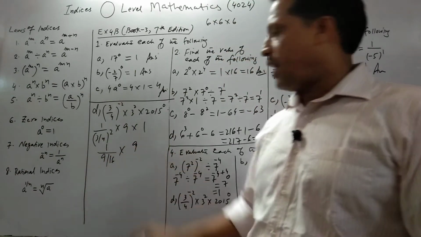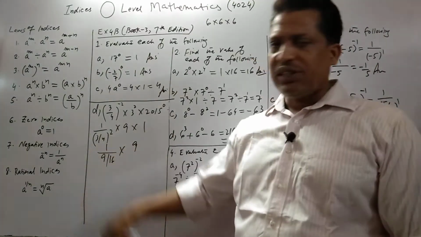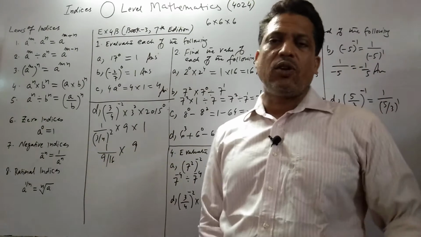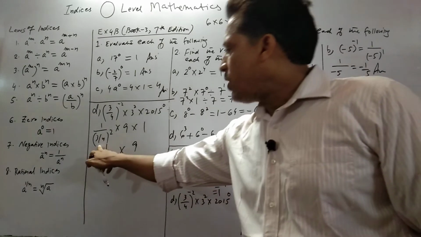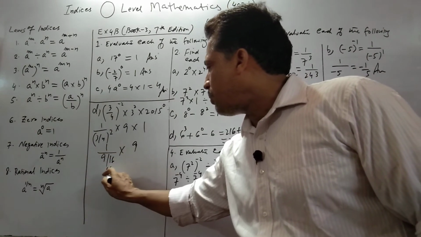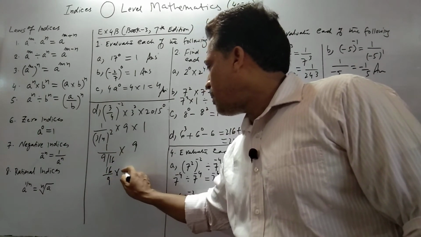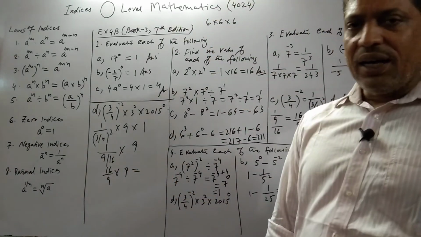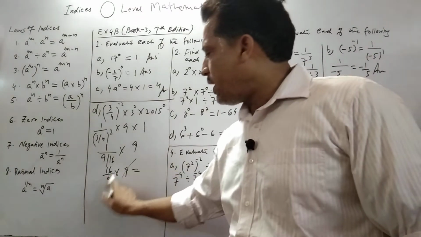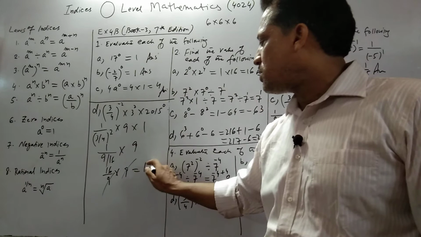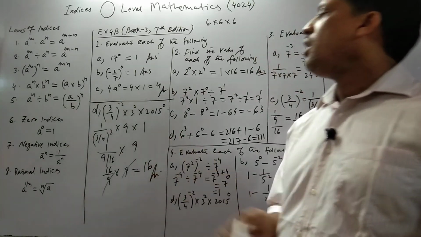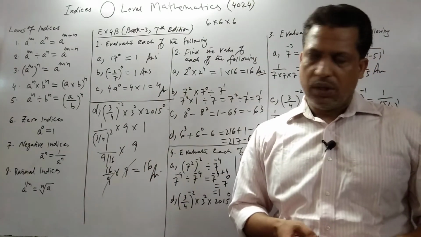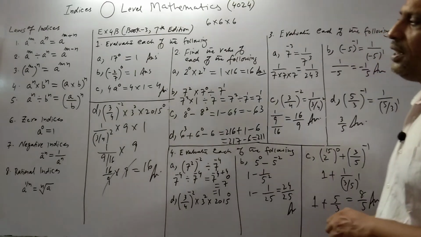9 1s are 9. And if you see a double fraction, you convert the large denominator into numerator. So 1 upon 9 upon 16 is 16 upon 9, multiplied by 9. The final answer is, because this 9 is cancelled by this 9, so answer is 16. Finish question number 4. So I hope you understand.